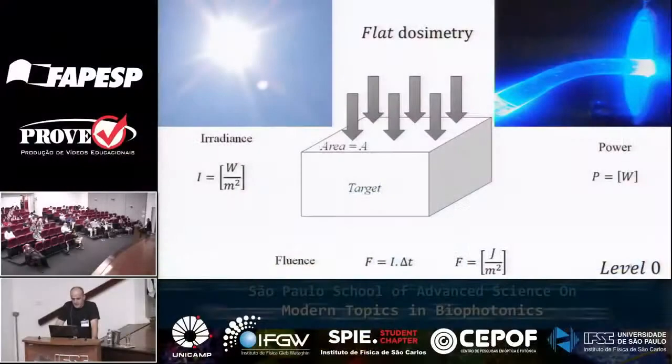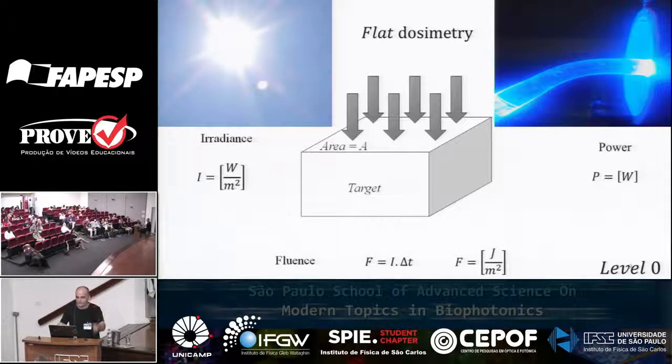So I start the light dosimetry. It's important to know that I say light, but light is only the optical radiation assigned to what is visible to your eyes. The correct name is optical dosimetry, okay? Because you can introduce optical radiation from ultraviolet or infrared. That is what I name level zero. It's the first step in your laboratory when you do a dosimetry.